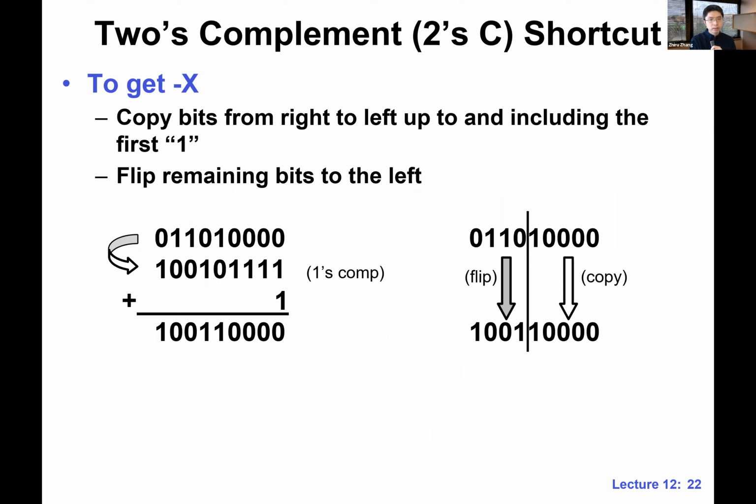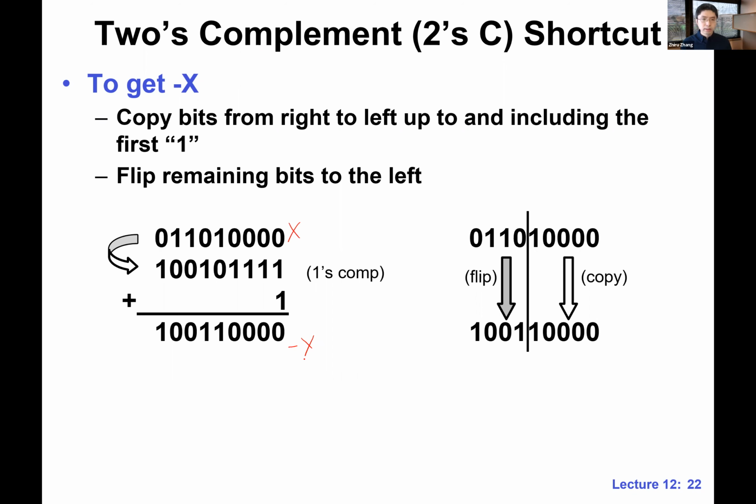Now a slightly more complicated example over here. Again, we are trying to get the 2C representation for -X. This is X, and this is -X. We flip and then +1. This is what I just told you.